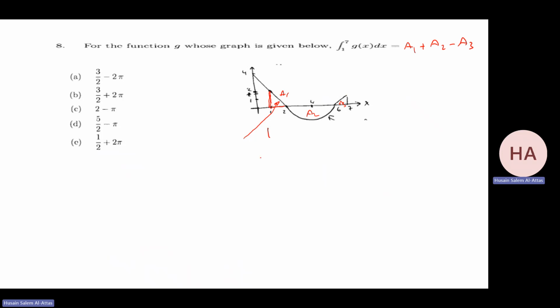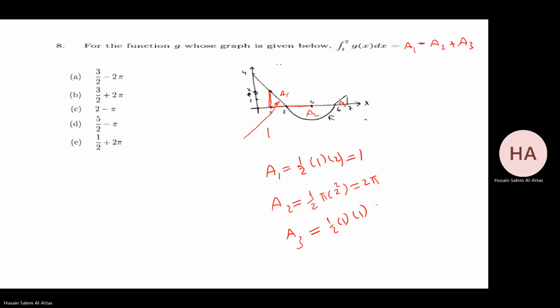Okay, so A1 is what? Half, width is 1, height is 2. That will be 1. This is A1. A2 is a half circle. What is the radius? This is 2. That will be 1/2 pi r squared, with r equal to 2. So that gives me 2 pi. A3 is 1, 1, so it will be half of 1 times 1, which is 1 over 2. So that will be 1 plus 2, sorry, minus 2 pi plus half. And that will be 3 over 2 minus 2 pi.